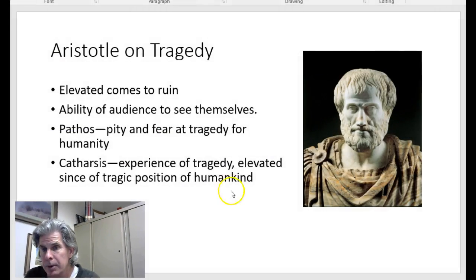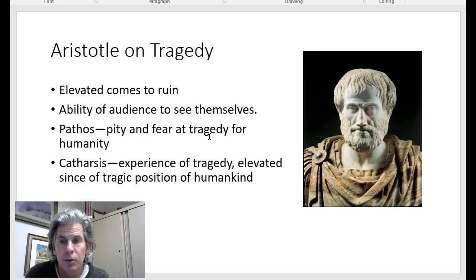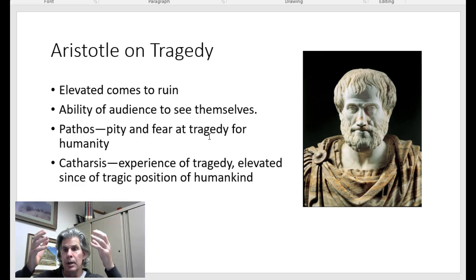And let me shrink myself up here. And what Aristotle described was that tragedies are really when somebody who's elevated comes to ruin. Okay, you've got to have somebody who is elevated, like Oedipus was. And he thought the audience should be able to see something of themselves in the ruin of the main character. And that this would bring about a pathos, or a pity and a fear, at the tragedy for humanity. And if you're really following this along, you would see this in the primary characters of Antigone and Creon.